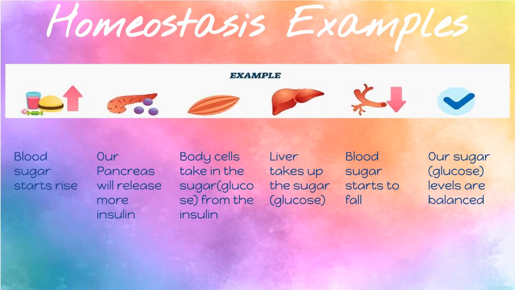Some other examples of homeostasis in action would be when your blood sugar starts to rise. Our pancreas will release more insulin. Body cells take in the sugar or glucose from the insulin. The liver takes up the sugar or glucose. Blood sugar starts to fall. Our sugar or glucose levels are balanced.